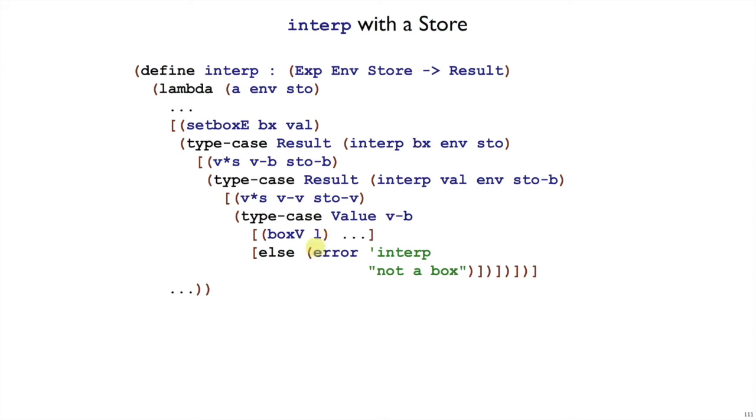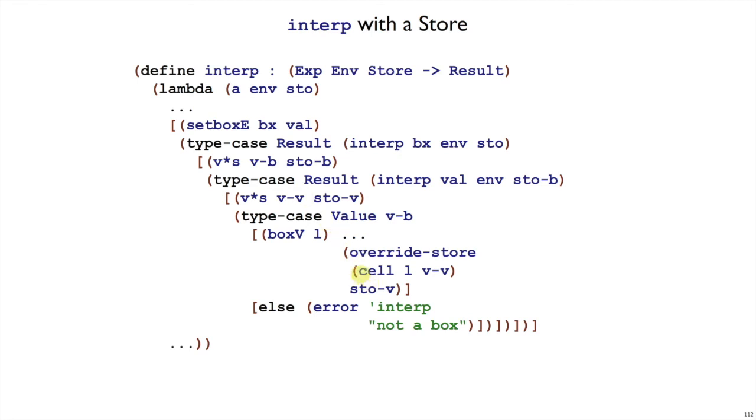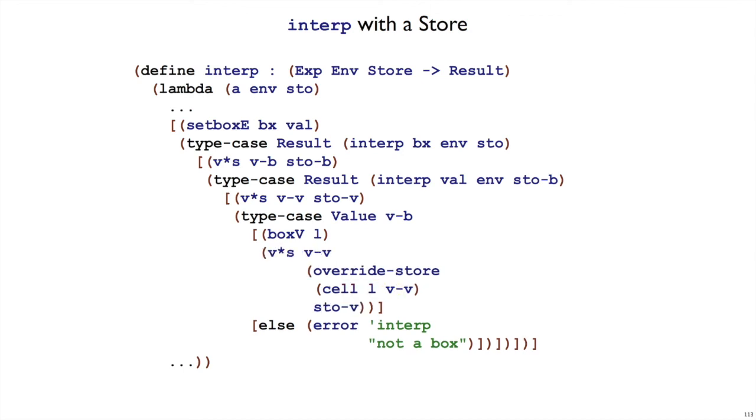If not, we complain. But when we get a location, that's the location we want to update in the store. We want to change the store at location L to have the value VV. So we do that by creating a cell that says L is now mapped to VV, using override store to add it to our current store. And then because we decided setBox should return this VV as well as putting it into the cell, we just pair that together using VStore, pair that VV with the updated store, and that's the result of setBox.